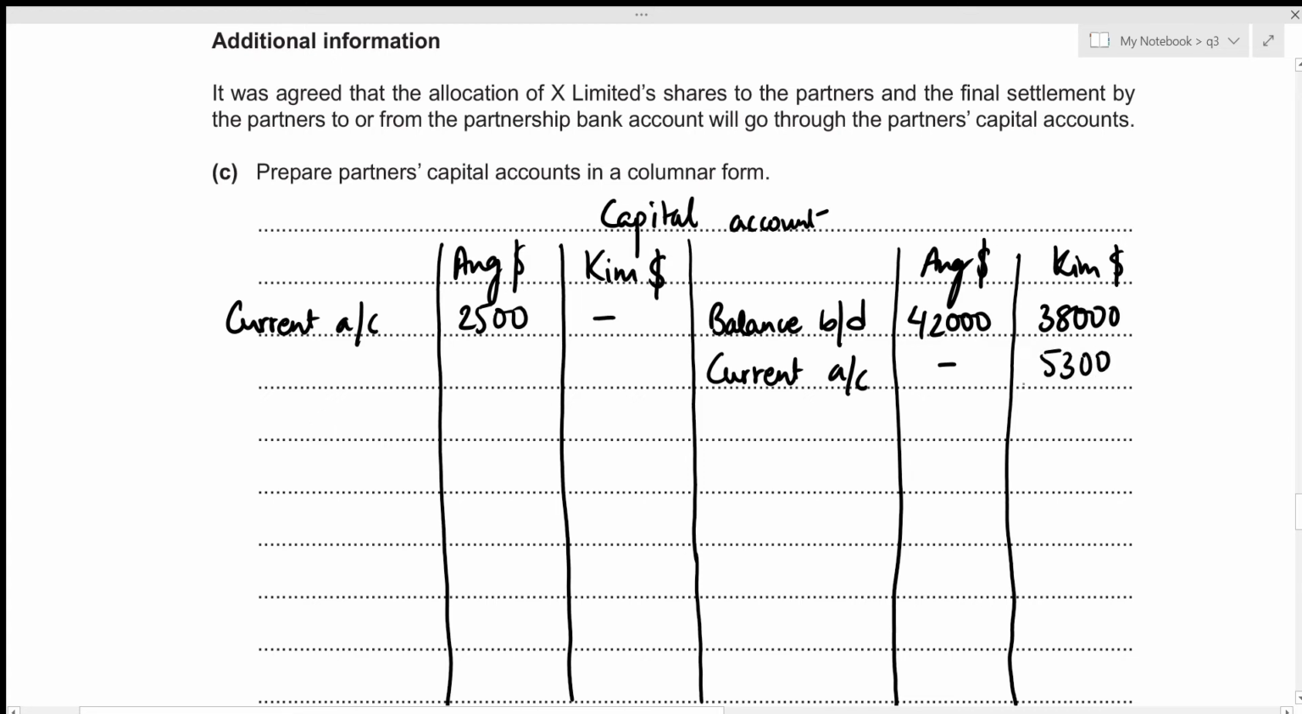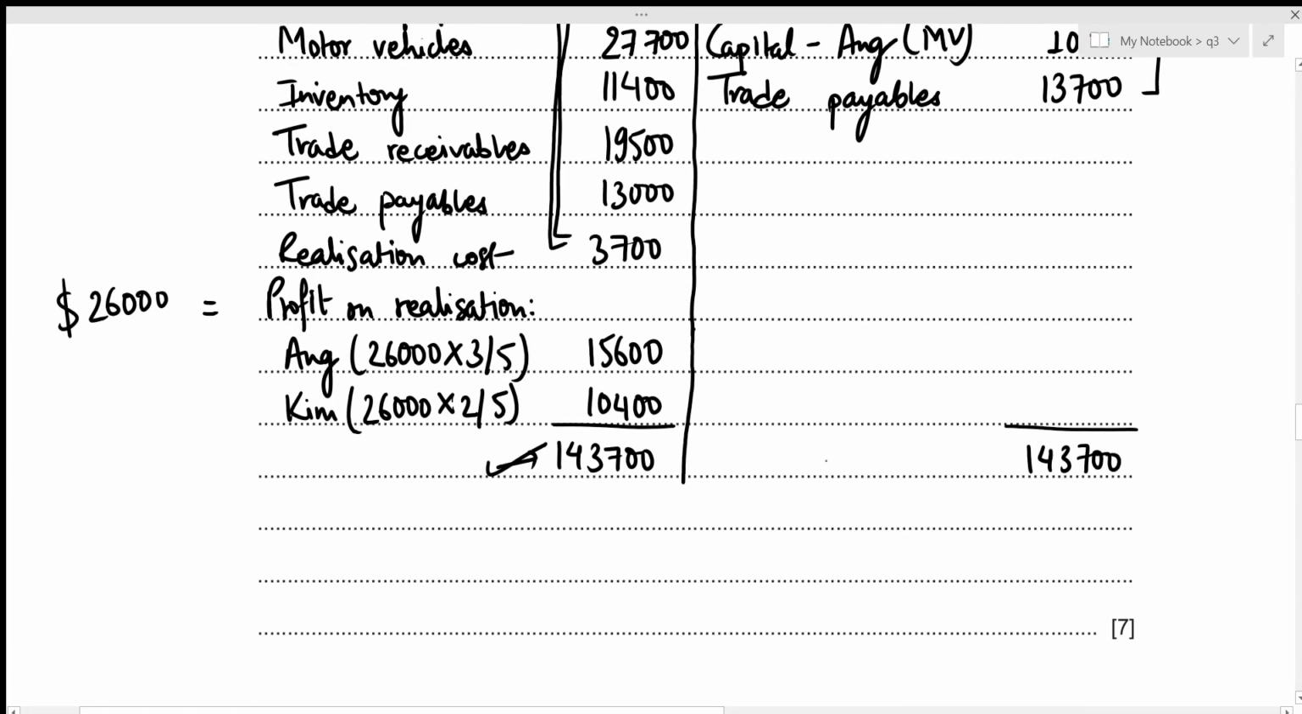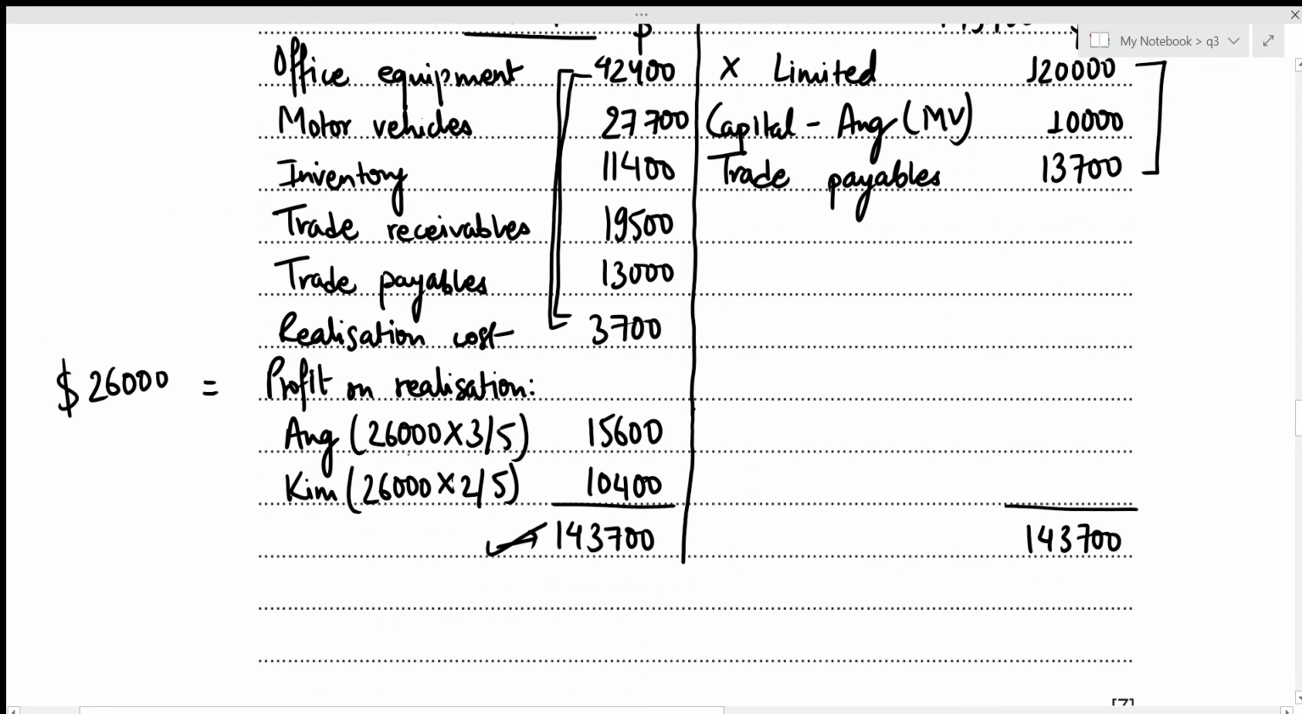And we also know that there was profit on realization, right? This definitely increases the capital account balances for Ang as well as Kim. So it needs to be recorded on our credit side. Let's do that. Profit on realization. Let's have a look above at our realization account. We can see that the profit on realization for Ang is 15,600, whereas the profit on realization for Kim is 10,400. So let's record these two values in our capital account.